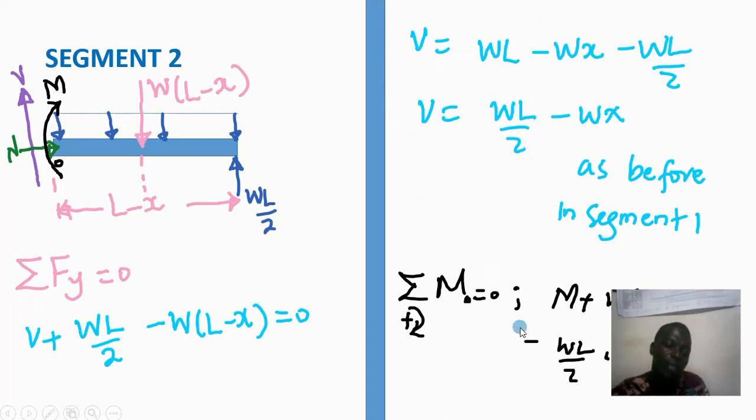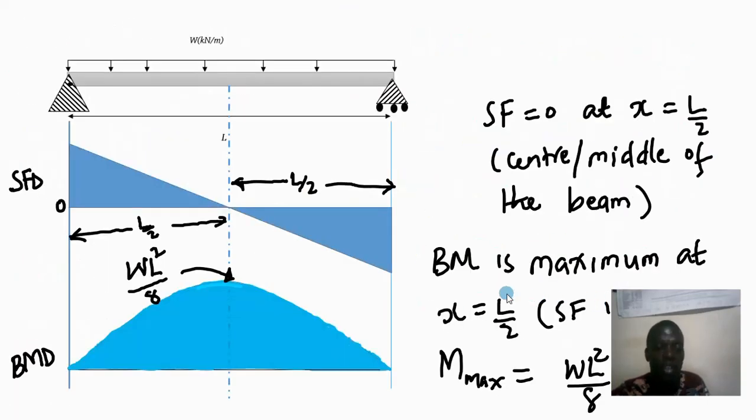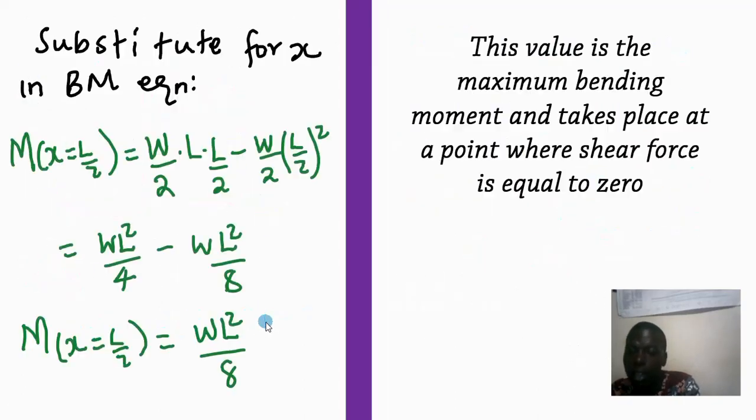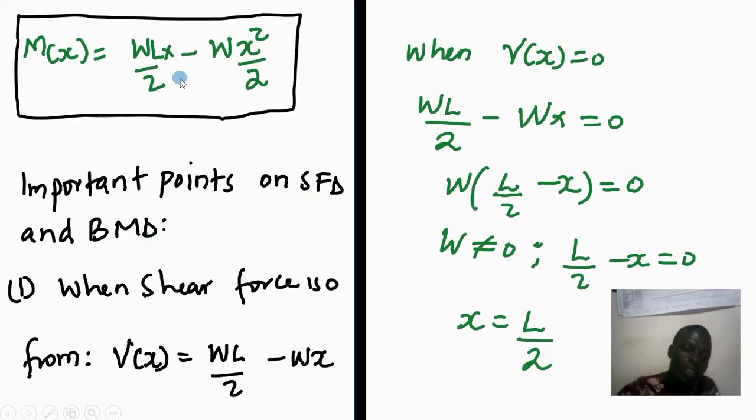The same thing is going to be with the bending moment. When we calculate the bending moment, we realize that we get the same expression, which is M equal to WLx out of 2 minus Wx squared out of 2. Of course, this is as it was already determined.